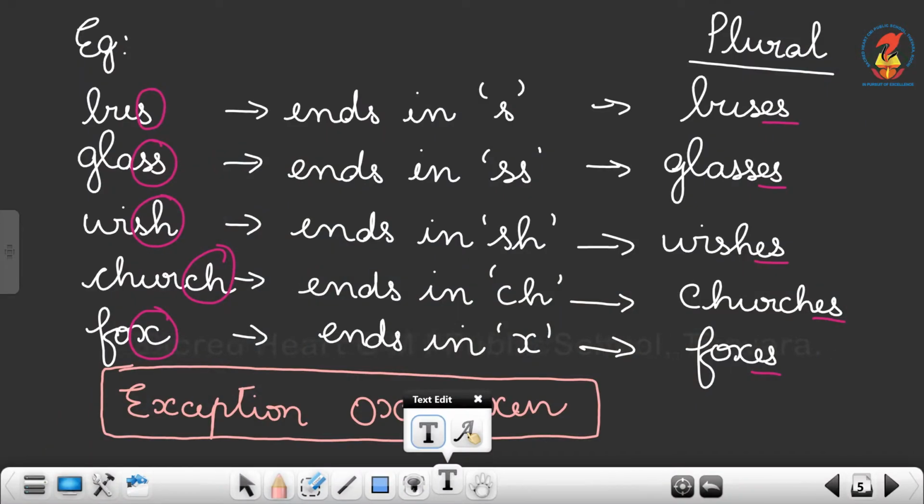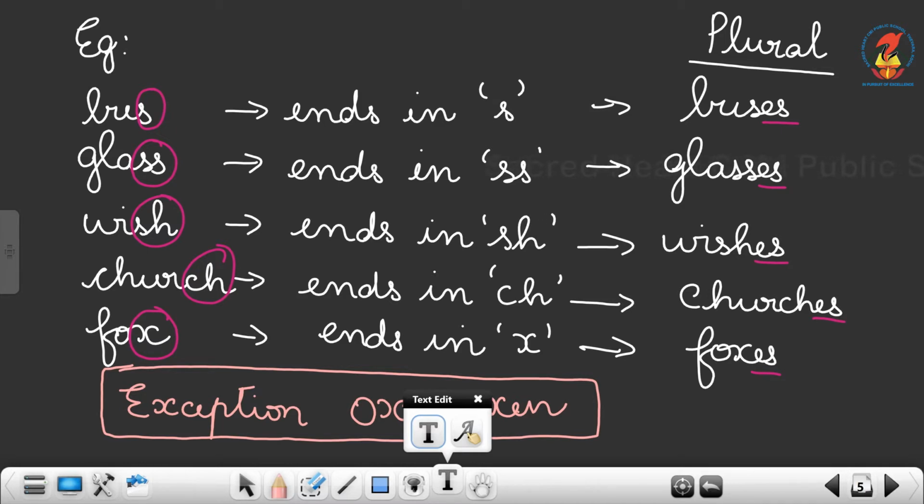Now, the next word, church. Church is a singular word, right? It is a singular form. How can we make it plural form? So, you have to look at the ending letters. The word ends with the letter ch, right? So, if the word ends with ch, then also you have to make it plural by adding es. Therefore, the plural form of church is churches. Next word, fox.